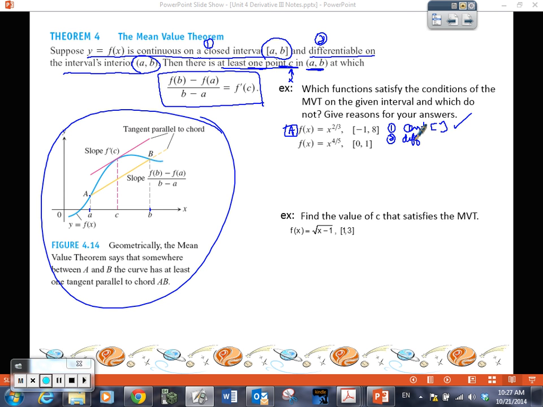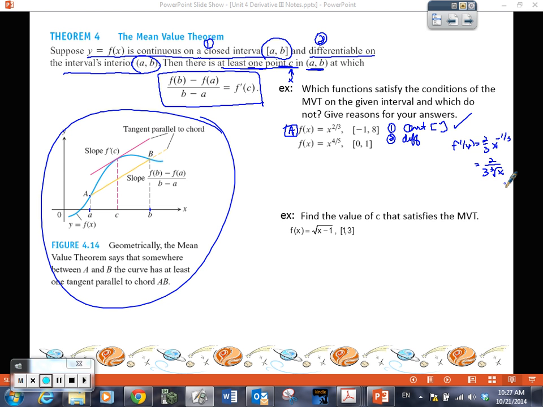Now, some of us can look at it and see. I'm going to go ahead and find the derivative so that we can actually inspect the derivative and see what's going on. You don't have to write the derivative down for me if you're doing this. If you can do it by inspection, that's fine. But let's go ahead and find the derivative. So for this one, the derivative would be 2/3 x to the negative 1/3, or rewritten 2 over 3 cubed root of x.